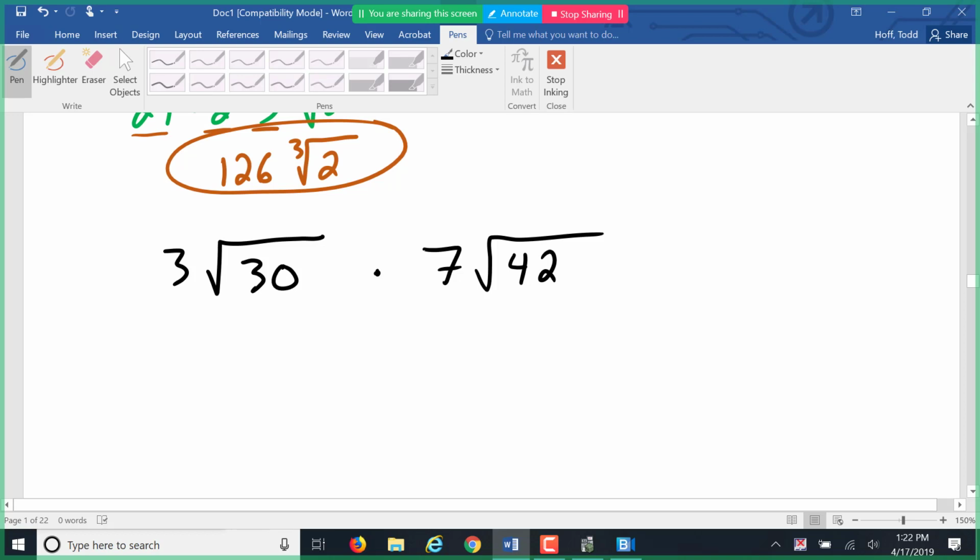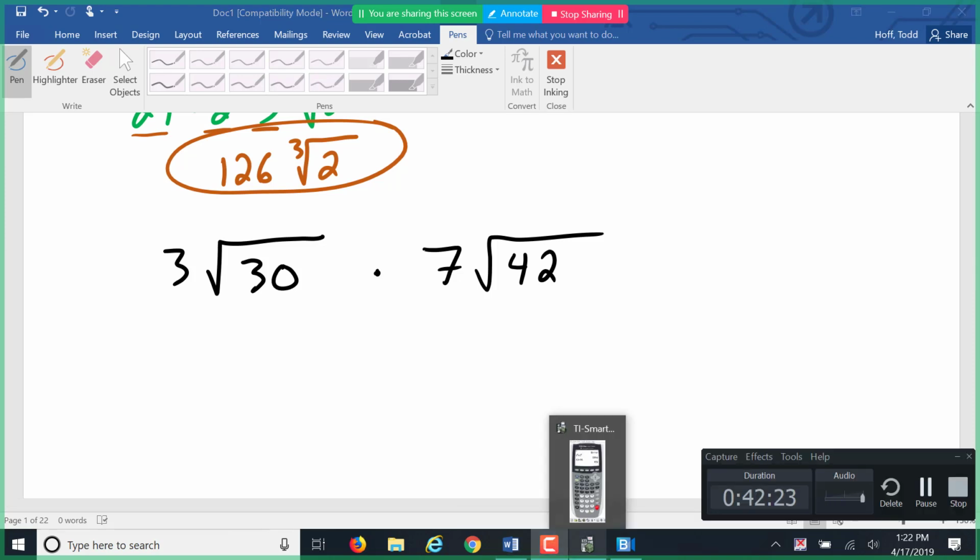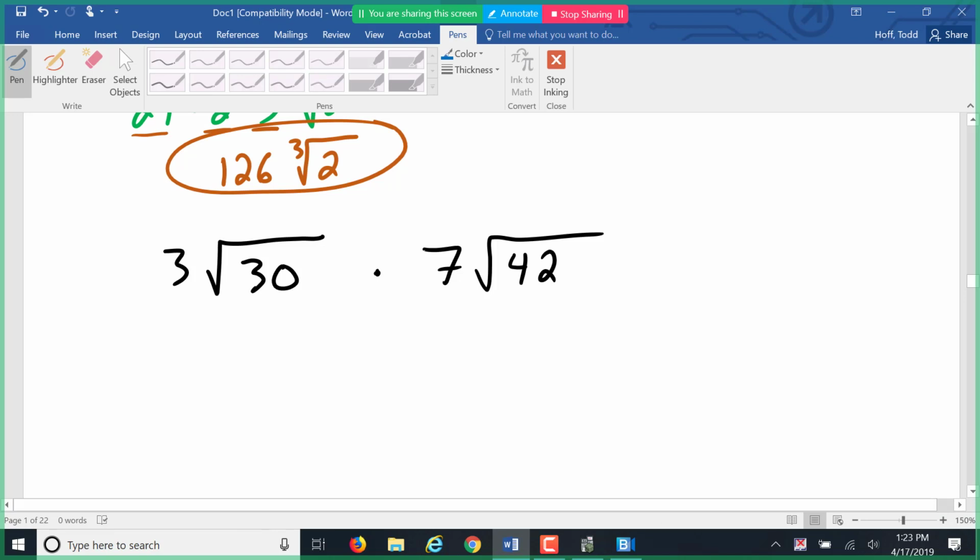In your notes, I want you to multiply 3 times the square root of 30 times 7 times the square root of 42. Reducing this is the hard part. If I multiply it out, I have 3 times 7. I'm combining the counts. That's 21 again.